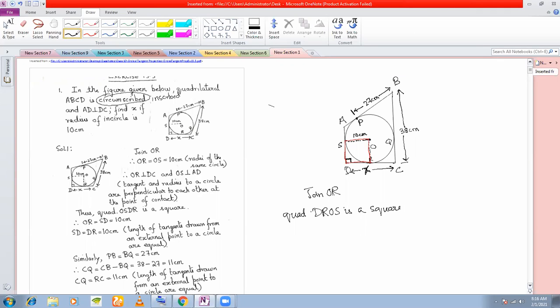For a square, you need one interior angle to be 90 degree and all sides have to be equal, right? That is what you need for a square. So can you see one angle is given to be 90 degrees? So that is okay, right? And what about the sides?